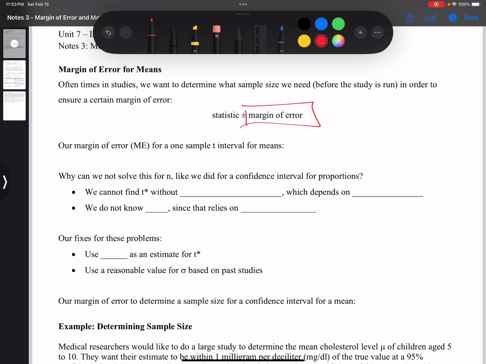So we know that the margin of error for our t intervals was t star times s over the square root of n. Okay, so we can't use this like we did with our proportions, because there's a couple of issues going on here. First off, we cannot find t star without our degrees of freedom.